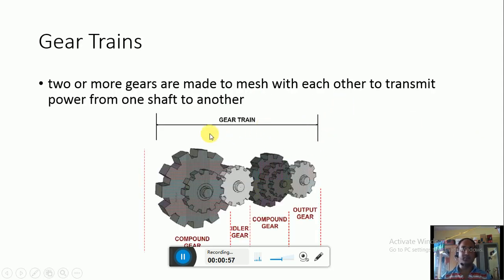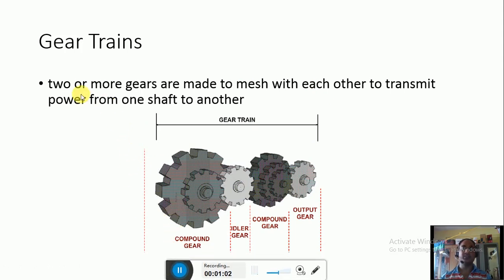We'll see exactly what a gear train is, how it looks, and how it is operated. When two or more gears are made to mesh with each other to transmit power from one shaft to another shaft, that becomes a gear train. In this particular figure, we can see there are different gears mounted on different shafts. This is one shaft, this is another shaft, third shaft, fourth shaft.